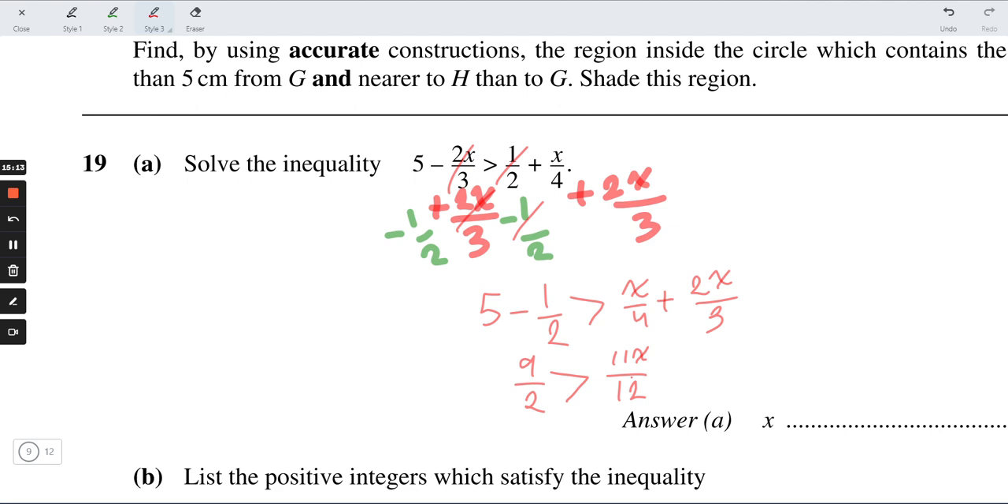Then you can do cross multiplication, like this. This is 1 and this is 6. This will give you 11x less than 54. Now x is less than 54 over 11, using a calculator.